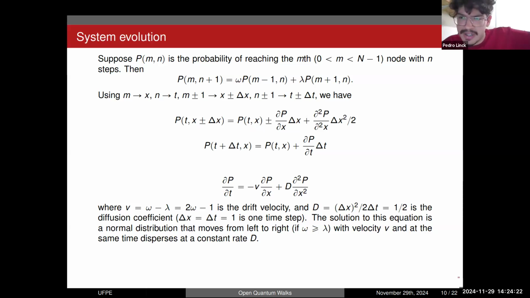And I would assume omega is greater than lambda to be able to solve this with the techniques that already exist. And this is the solution of a normal distribution moving from left to right. So in the simulation, this is the formula. It's a solvable equation. This is a great thing in physics. When you have something that can be solved, it's a good hint that you're going somewhere. Not necessarily somewhere right, but we're going somewhere. Okay.